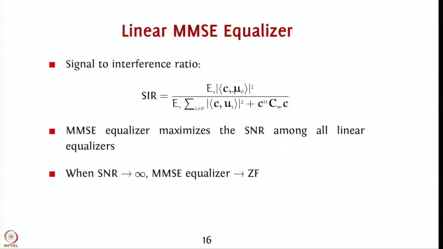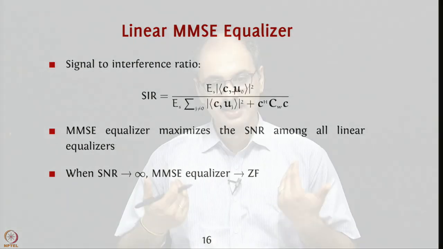So this is the signal to interference ratio, which I have written over here as well. The C should be C_MMSE. I've used the angle bracket notation, otherwise it's the same. This signal to interference ratio is maximized when you choose C as C_MMSE. And among all the linear equalizers, I'm not showing this, but it can be shown that this C_MMSE maximizes the signal to interference ratio. It turns out that minimizing the mean squared error is the same as maximizing the signal to interference ratio.